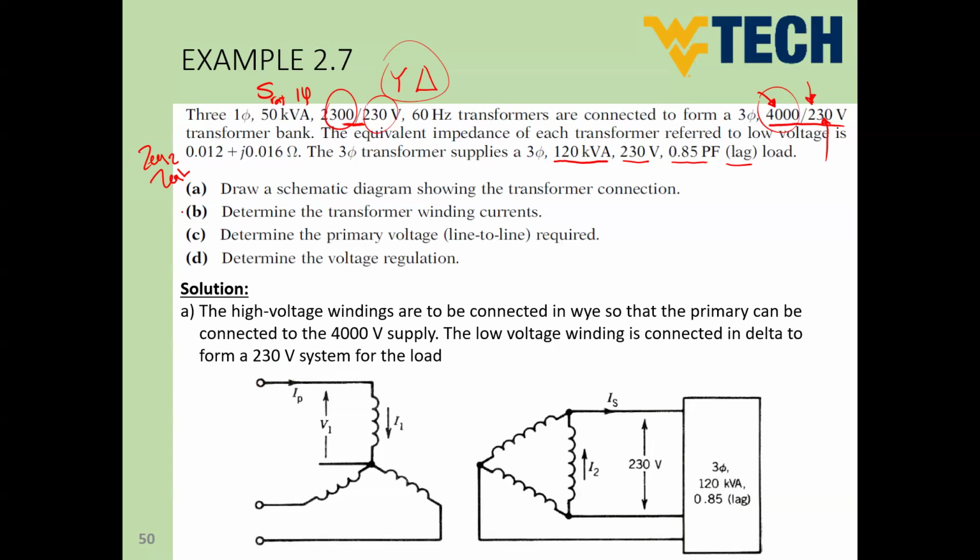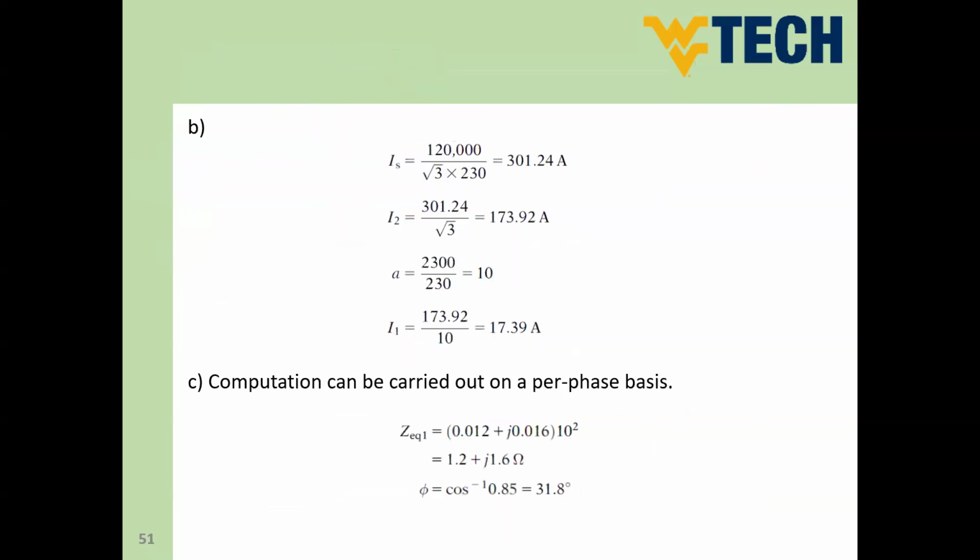Part B, determine the transformer winding currents. Winding currents means phase current. So we have current right here and current here. We need to get the primary and secondary currents of our transformers. How can we do that? Let's start firstly doing our load calculations.